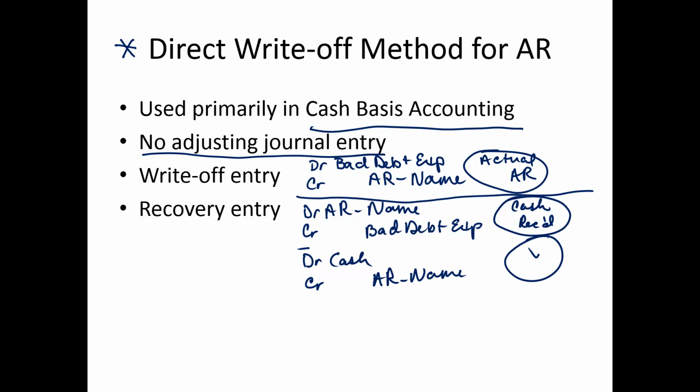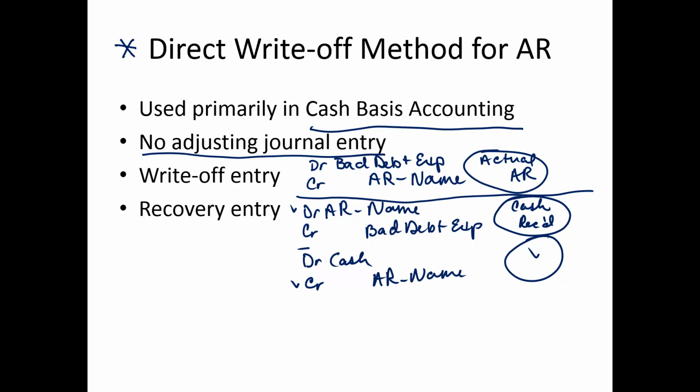Notice that it takes two entries to record a recovery or a reinstatement. And the first entry is to get them back on the books, and the second is to match that cash payment with the account receivable. And you really need both entries because if you tried to shortcut it and just debit cash and credit bad debt expense, you would never know who paid you the money. So it's important that you show both entries.